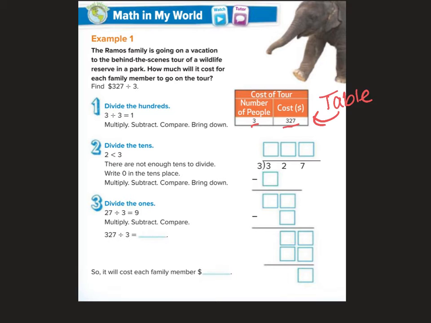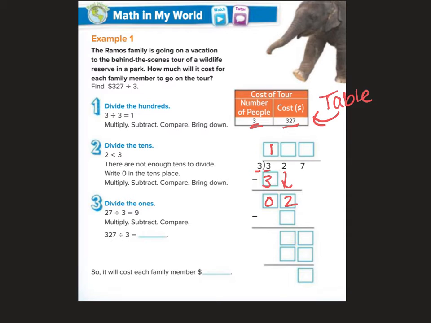We're going to need to divide to figure that out. We're going to need to take 327 and divide it by 3. So let's do that. 3 divided by 3 is 1. Divide, multiply. 3 times 1 is 3. And subtract. 3 minus 3 is 0. Bring it on down and bring it on back. Divide. 2 divided by 3.